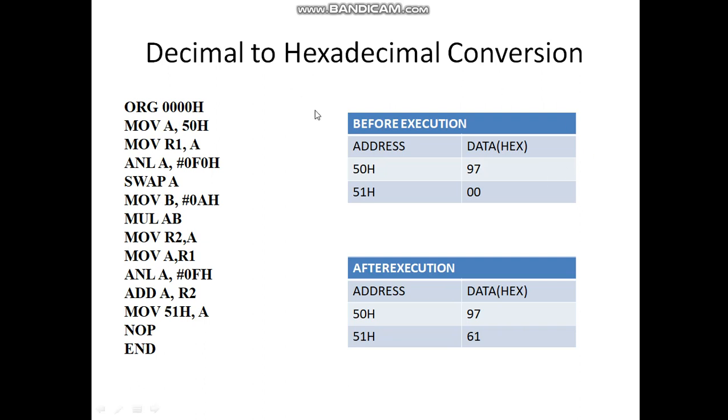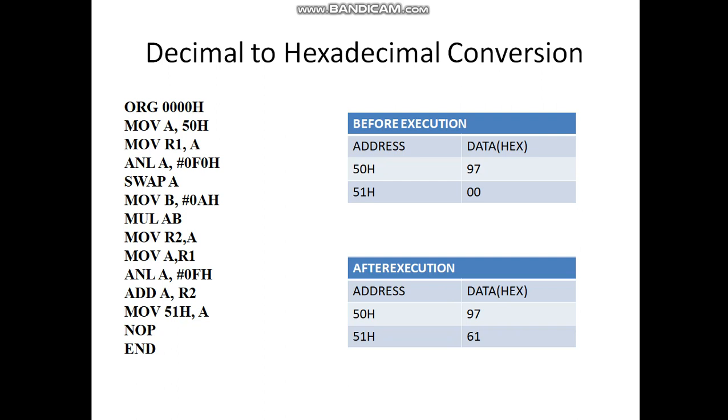Coming to the program, here ORG 0000H indicates that the program is written in 0H location in the program memory or code memory. The input is stored in 50H location. The input is 97. The data is fetched and stored in register A. The same number is stored in a temporary register, that is R1.